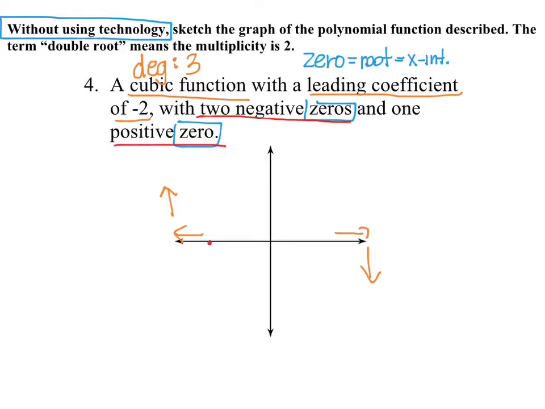So I have an x-intercept and an x-intercept. So 2 x-intercepts on the left side of the y-axis, 1 x-intercept on the right side. And now all I have to do is make sure my end behavior is correct. So I didn't necessarily exactly go through the x-intercepts that I've drawn, but I still have the correct shape.